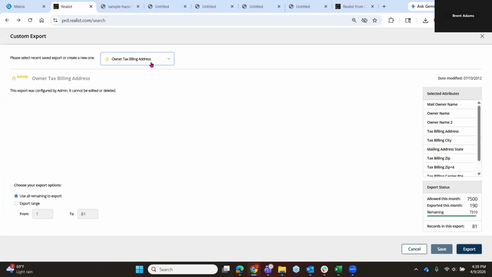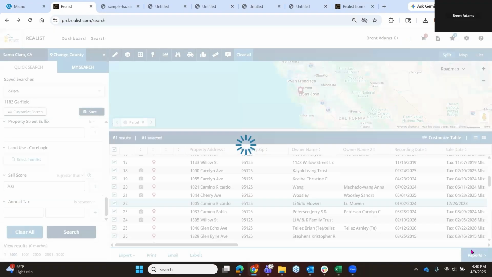Owner tax billing address, as we know, are going to be the people who are authorized to sell these homes. So all the search attributes related to the owners and where they live and the ability to mail them have now been loaded up via this template. Of course, you can create your own templates too, add to this, take away from this, save it as your own template, and run it again and again if you want to. But I'll go ahead and export these.